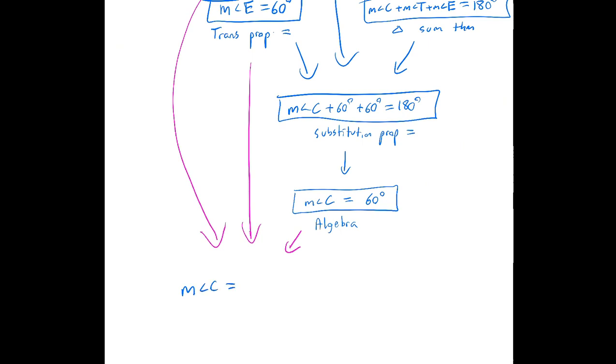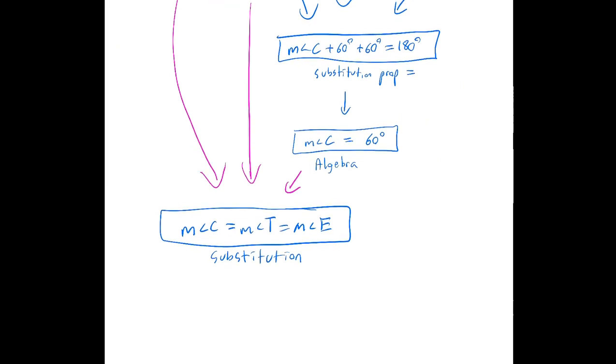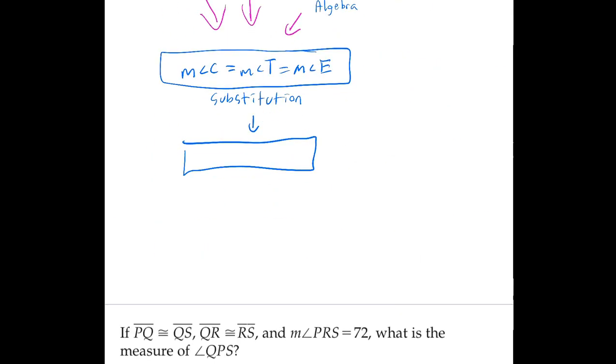Measure of angle C equals measure of angle T equals measure of angle E. Yes. And that we could just call that substitution. You could call that algebra, but we have all of these are equal. And so now what that means is our corollary then says, what are the sides? Oh, it's CTE. There's only 3 sides. So that means CT is congruent to CE is congruent to TE.